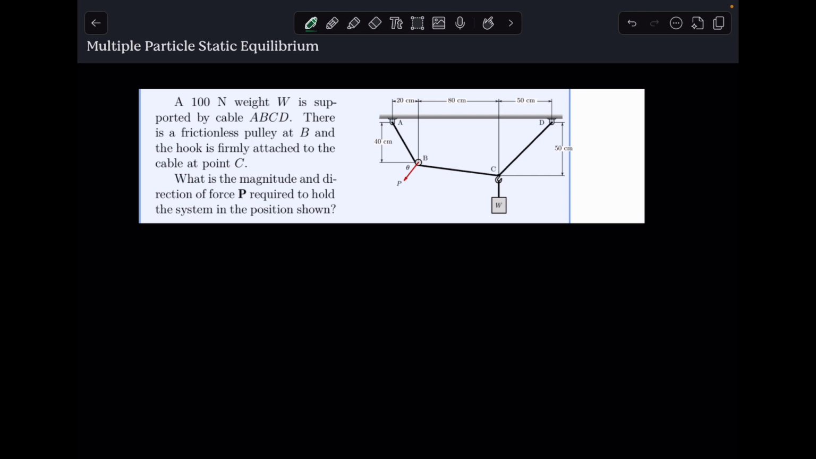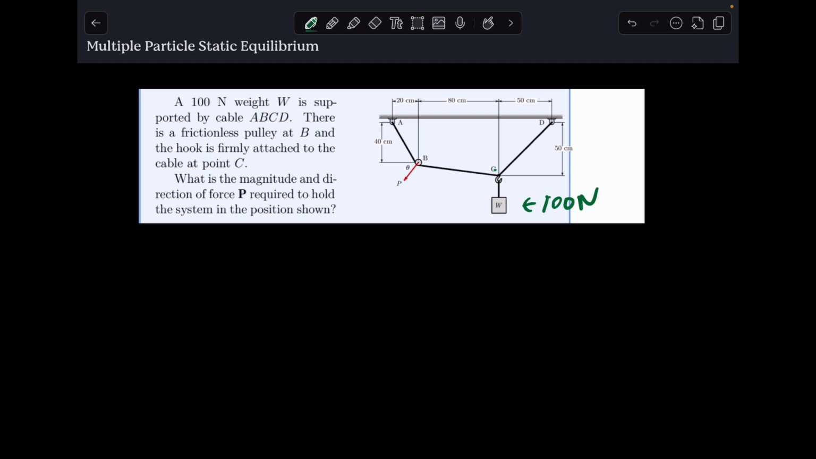So first we have to understand our givens. Our first given is W equal to 100 newtons. We have a frictionless pulley at B, so you have to consider that it's frictionless. And it says the cable is firmly attached at hook C, so we have a hook condition at C. Those are our givens. Let's leave it here, 100 newtons. Now we can get started.